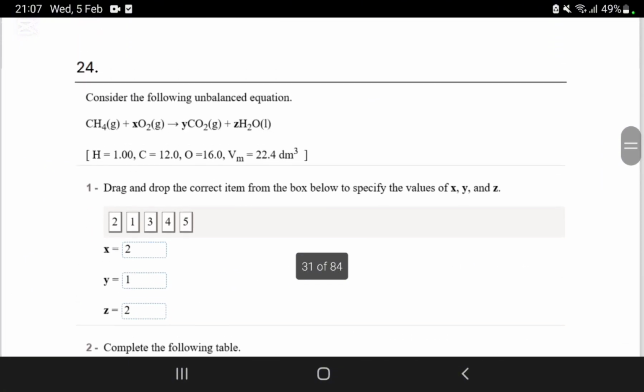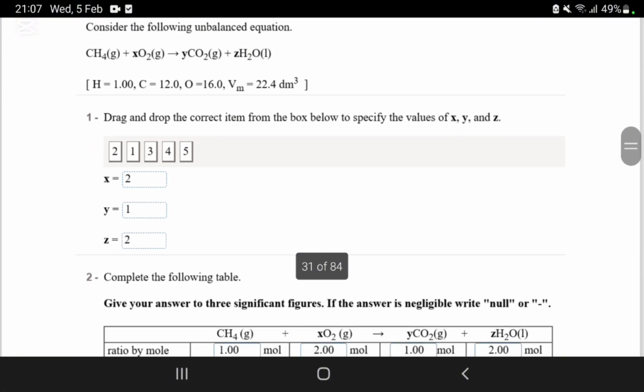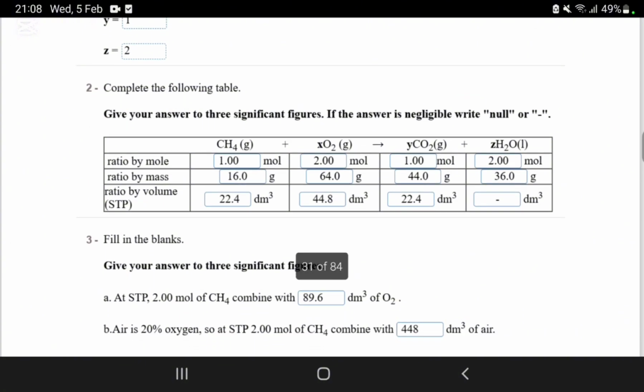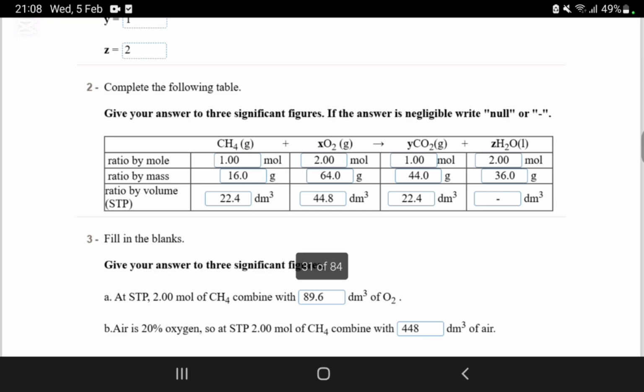So for 24, do like what we did before, balance. And then the ratio by mole is by using the coefficient. By mass, we do the moles times the molar mass. And then the ratio by volume, we do the moles times 22.4 since they want it in STP, but only for the H2O liquid. Since it's liquid, we just put the dash because it's negligible.